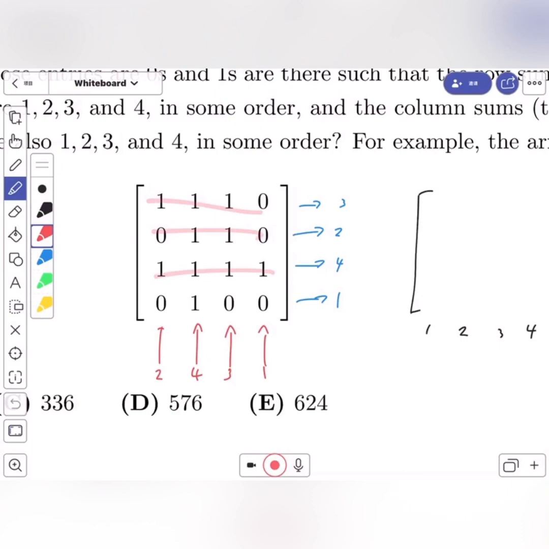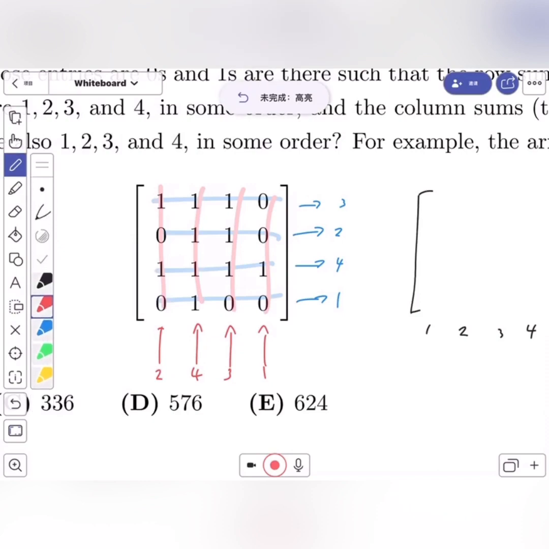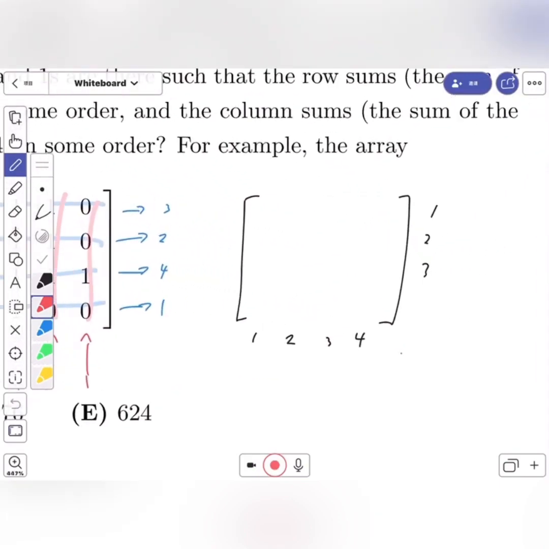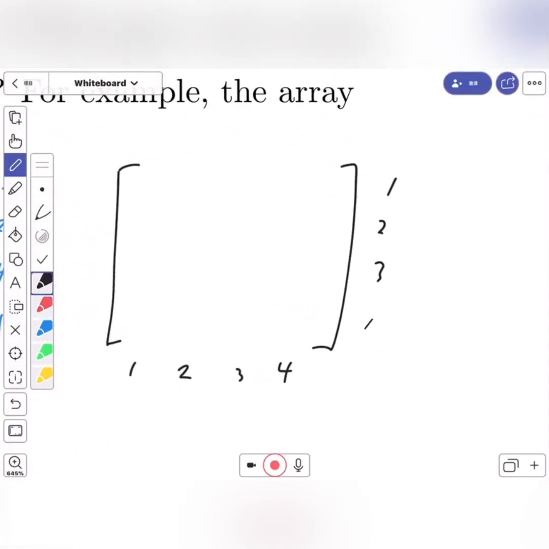we know that the row sums, which are specifically these, well, let me just change the color to be blue. These are actually 3, 2, 4, and 1, which are obviously a permutation of 1, 2, 3, 4. Now, what about columns? We also have 2, 4, 3, and 1, which is also a permutation of 1, 2, 3, and 4. Now, what if we just vary the row sum and the column sum?